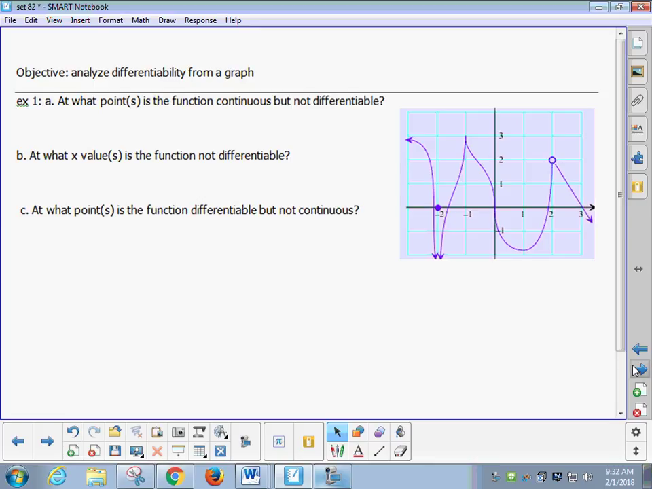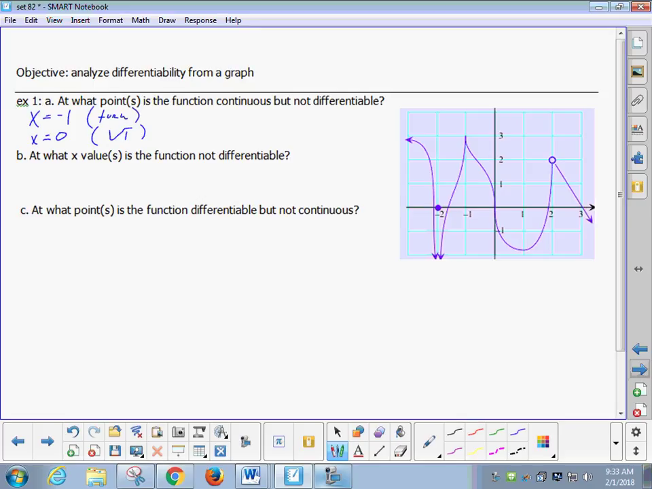Okay. At what point is the function continuous but not differentiable? What do you say? Give me one. X equals -1. I agree 100%. Why is that? Sharp turn. Okay? Give me another. X equals 0. I agree with that. Why? Vertical tangent. Any other? Nope. Just those two.